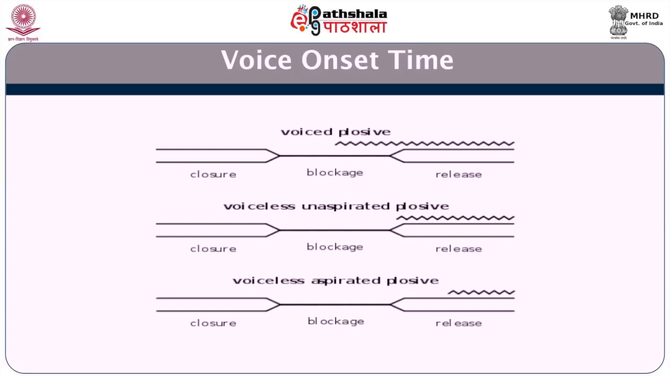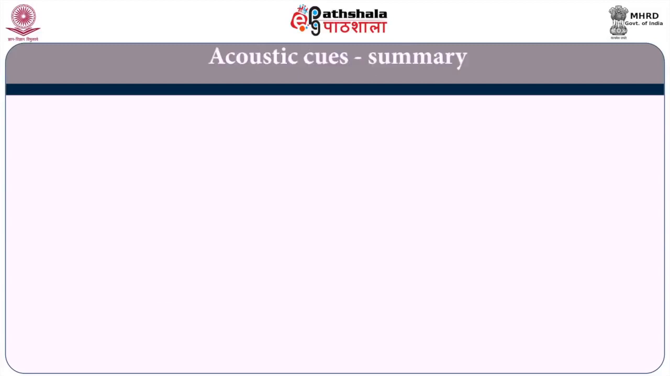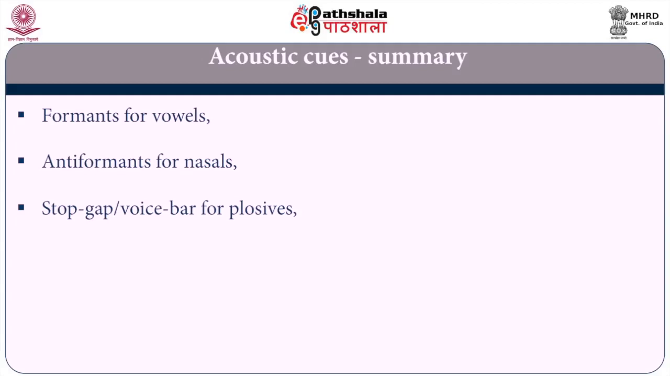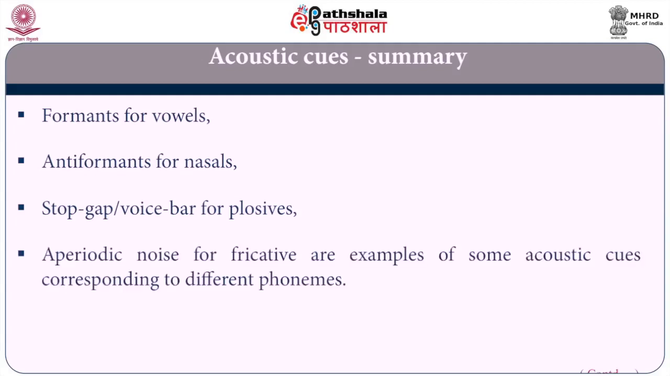Okay, so the time difference between the release of the articulators and starting of the voicing, that is vibration of the vocal cords, is what is known as voice onset time, and the brain perceives this voice onset time and differentiates different sounds. So to summarize the acoustic cues for different speech sounds: you have formants for vowels, antiformants for nasals, stop gap or voice bar for voiceless and voiced plosives, and aperiodic noise for fricatives and affricates.